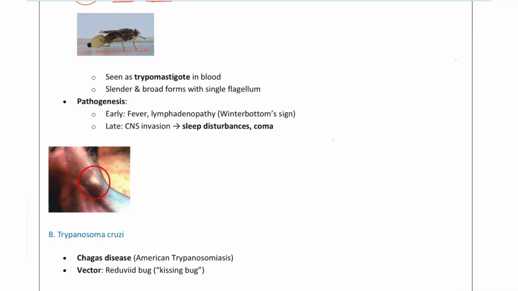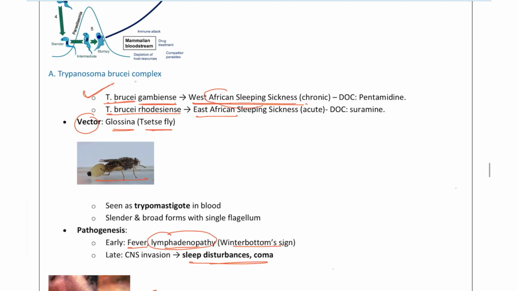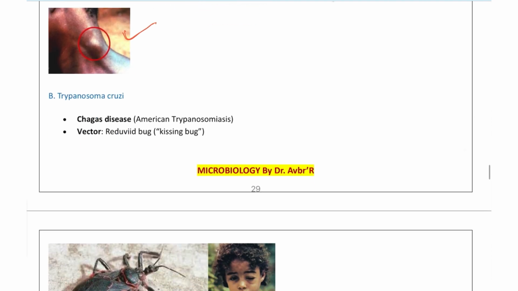Okay. Next, pathogenesis: fever, lymphadenopathy, Winterbottom sign. This is known as the Winterbottom sign, nothing but the cervical lymphadenopathy, and it can cause sleep disturbances. That's why the disease is known as the African sleeping sickness.